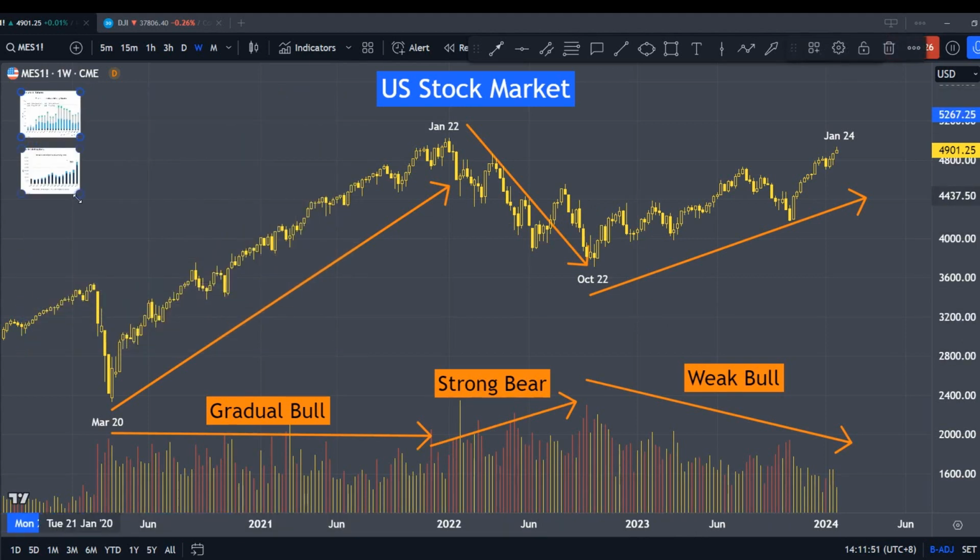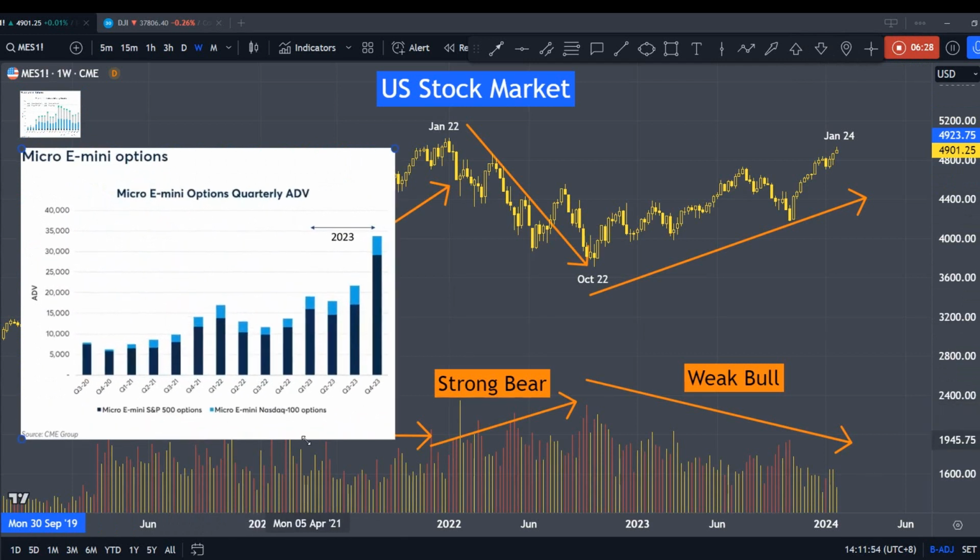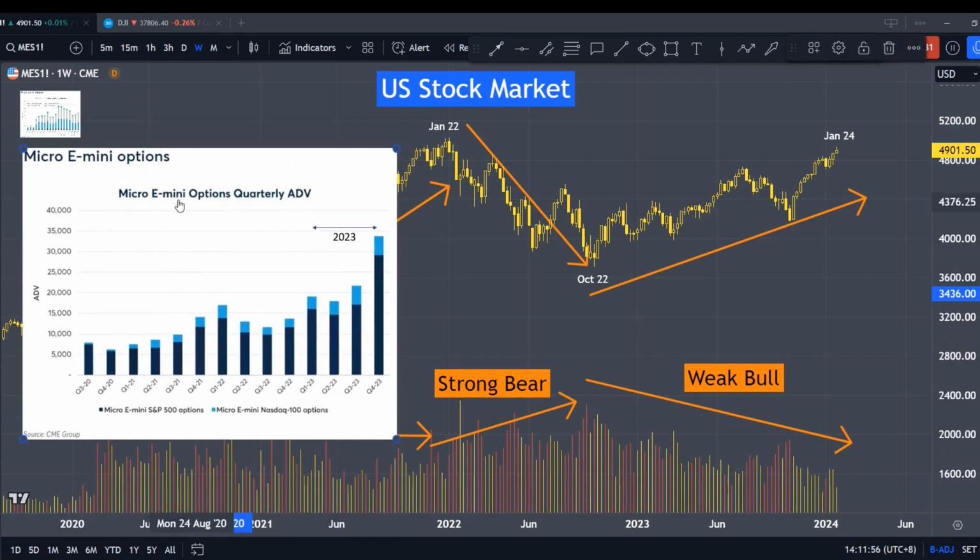Now let's look at the options market. This is a measurement of the micro E-mini options in NASDAQ and S&P. Same thing here, I want you to take note: we could see an incremental increase in interest, with volume picking up compared to the previous years in options. We could see Q1, Q2, Q3, Q4 in 2023, and especially in the last quarter of 2023, the volume picked up tremendously. Now, what does that imply when the volume picks up tremendously?